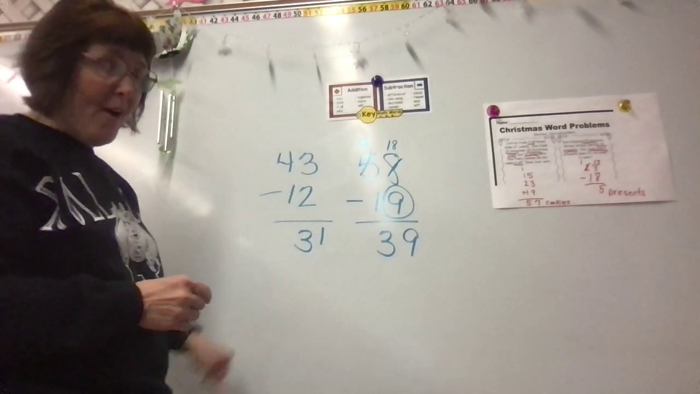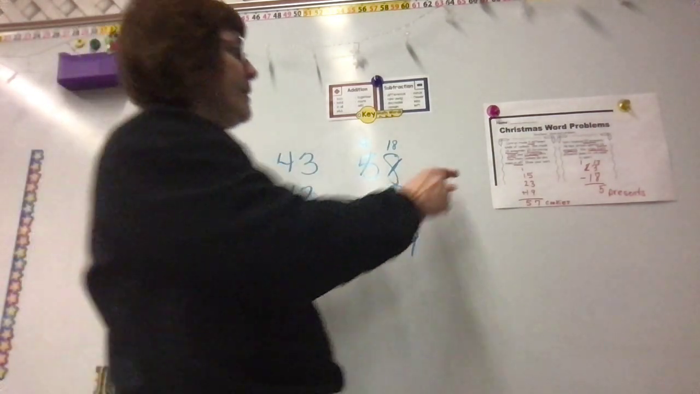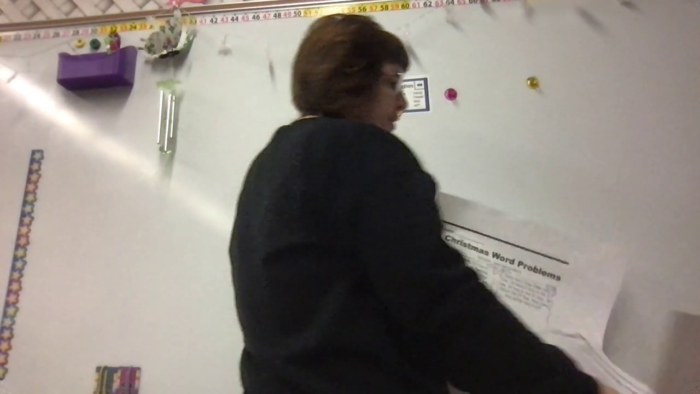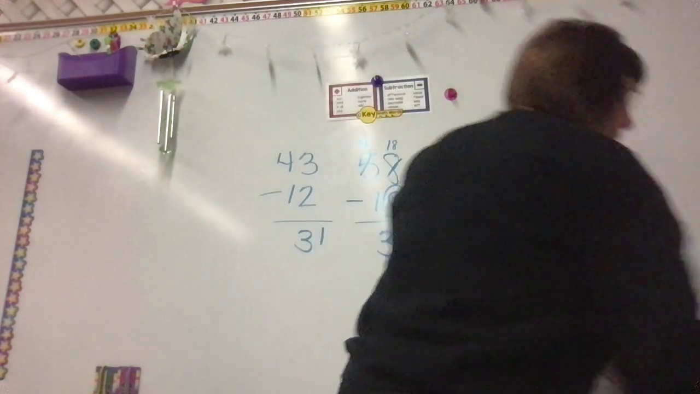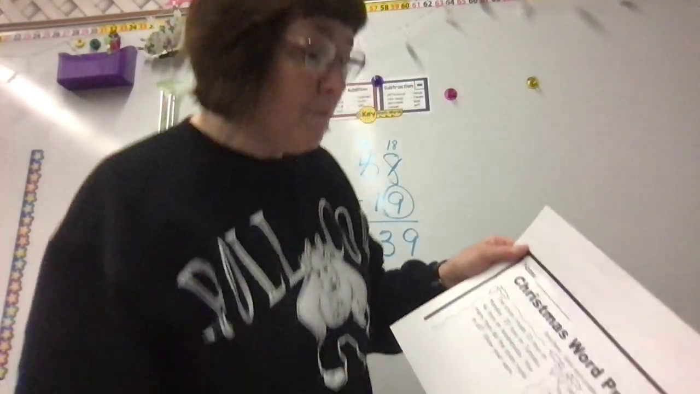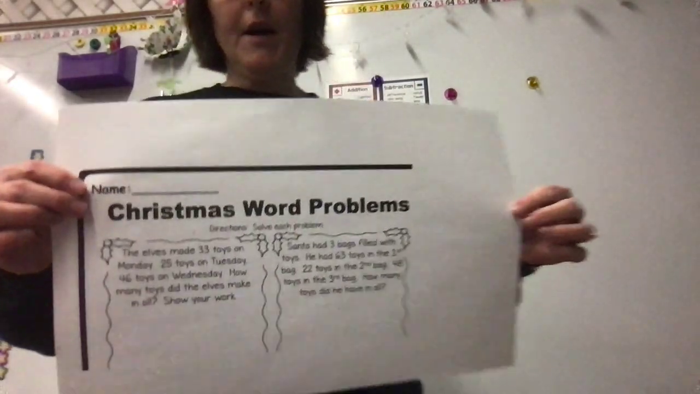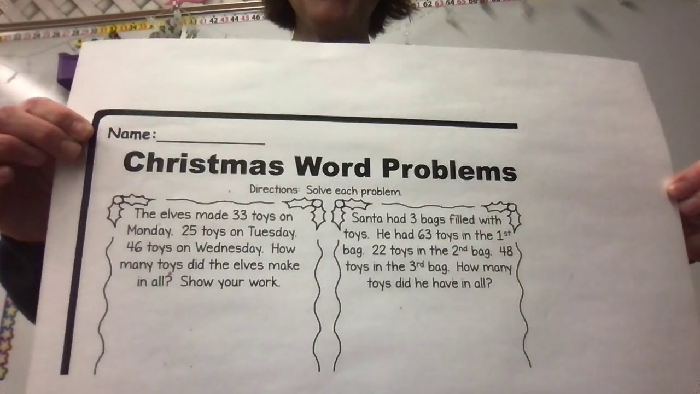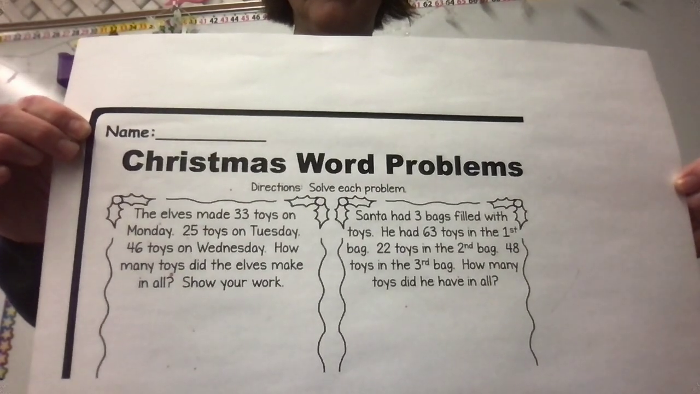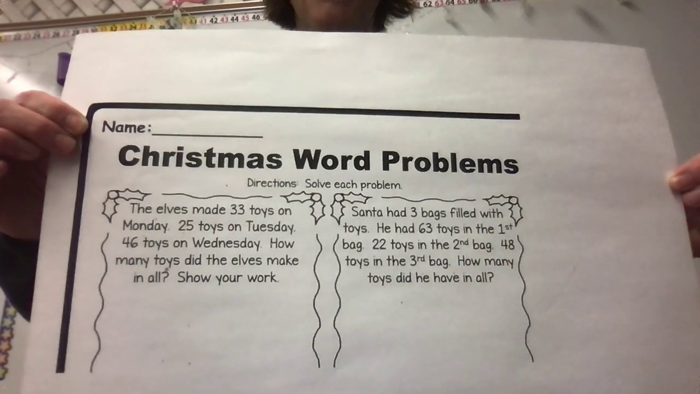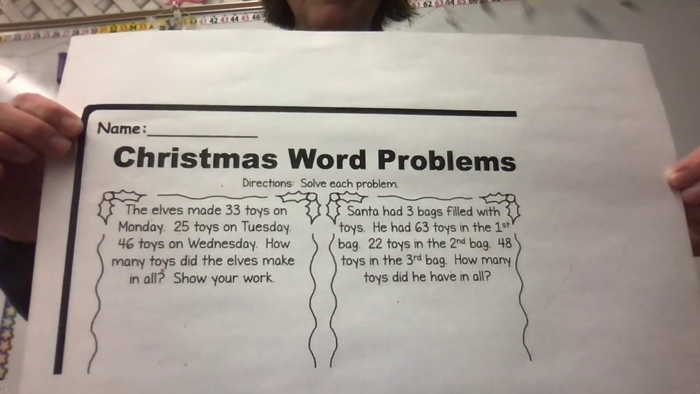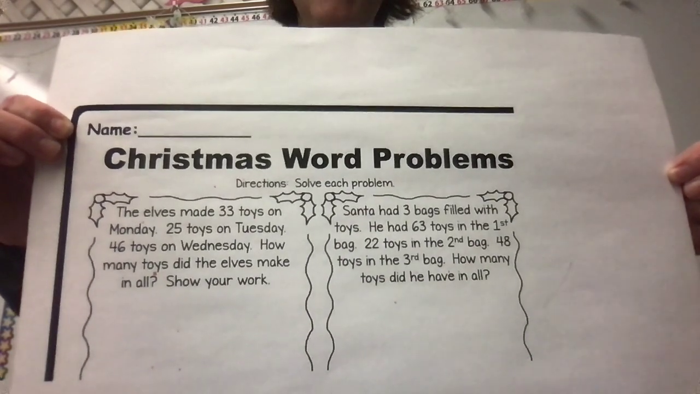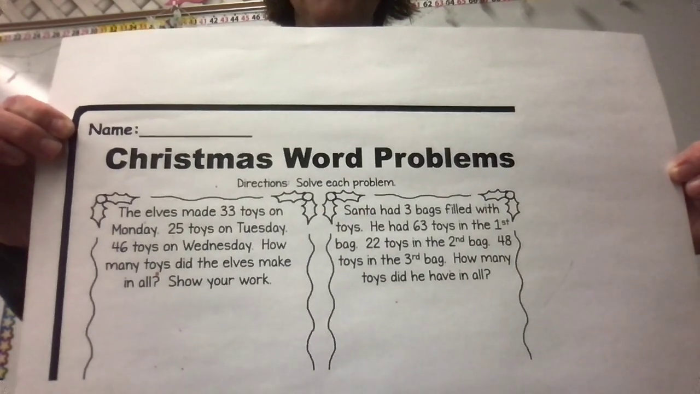Okay, now for your super secret assignment. What I would like you to do is solve these two problems and bring them back to me showing your work. Okay, once again, solve these two problems. Bring that back. You need to show your work, how you come up with your answer, and there will be a prize waiting for you.